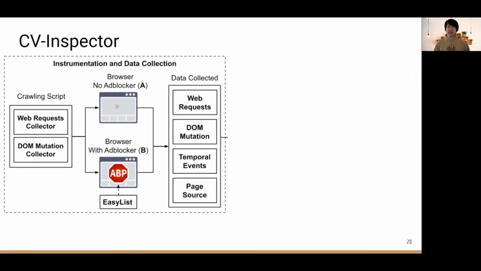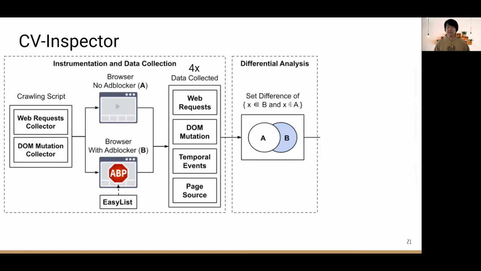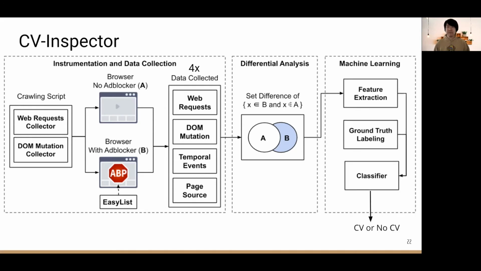It would then collect data such as web requests, DOM mutation, temporal events, which are just timestamps, and the page source, which is HTML, inline CSS, and inline JavaScript. We do this 4 times per page to capture the dynamic nature of the site. We then aggregate all that data and employ differential analysis. This allows us to identify unique events that only happen when an ad blocker is present. We then do feature extraction and feed it through our random forest classifier. And once again, the output is CV or no CV.